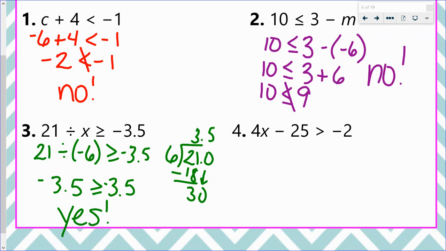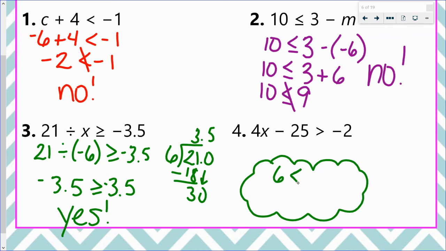Now, if by some chance, I'm just going to go off into a cloud over here and think about a situation. If I had, let's say, 6 is less than 6, would that be a true statement? No, because 6 has to be less than 6. So it wouldn't. But if I added less than or equal to, then it would be a yes. That's always something to keep in mind.